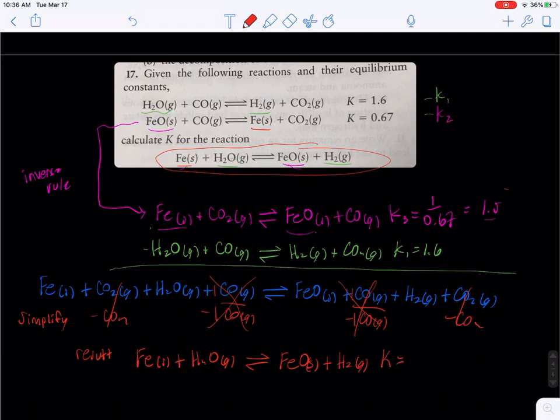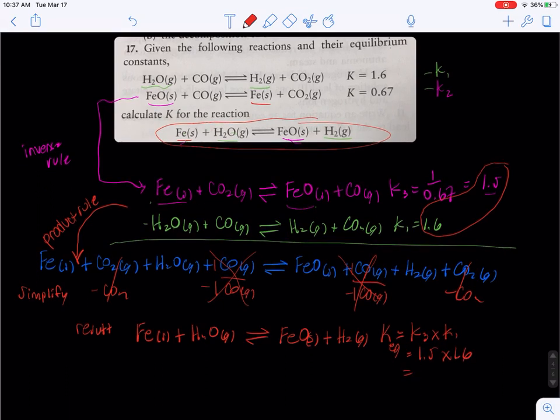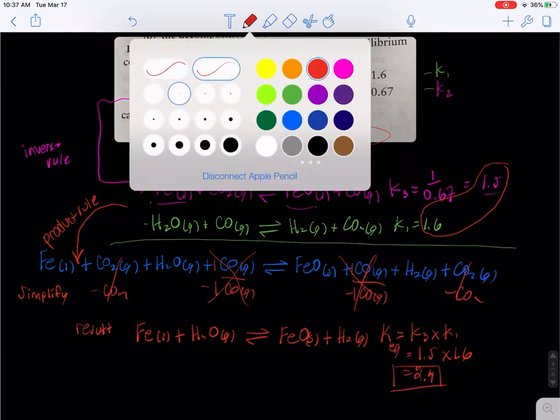Now remember, what you can do is use the product rule. So we're applying the product rule here. The KEQ for this balanced simplified chemical reaction is going to be equal to K3 times K1, which is 1.5 times 1.6. And let's get an actual number here on our calculator. It's 2.4. Okay? So that's how you do that problem.